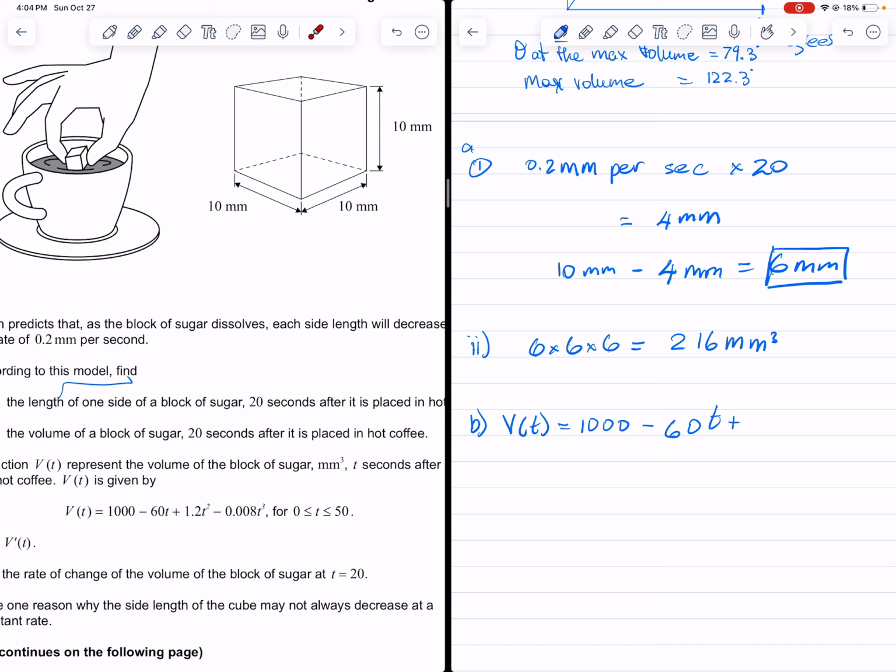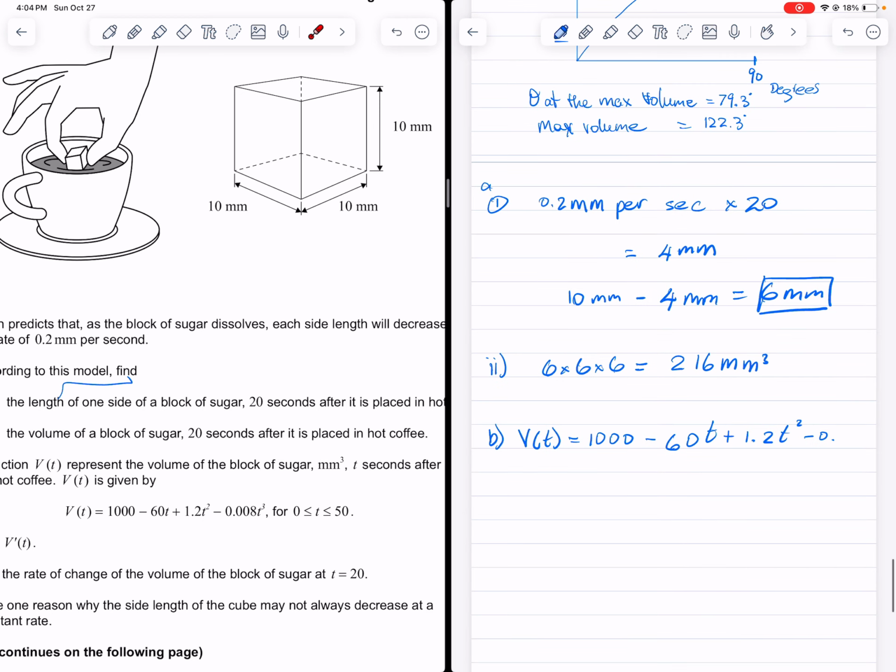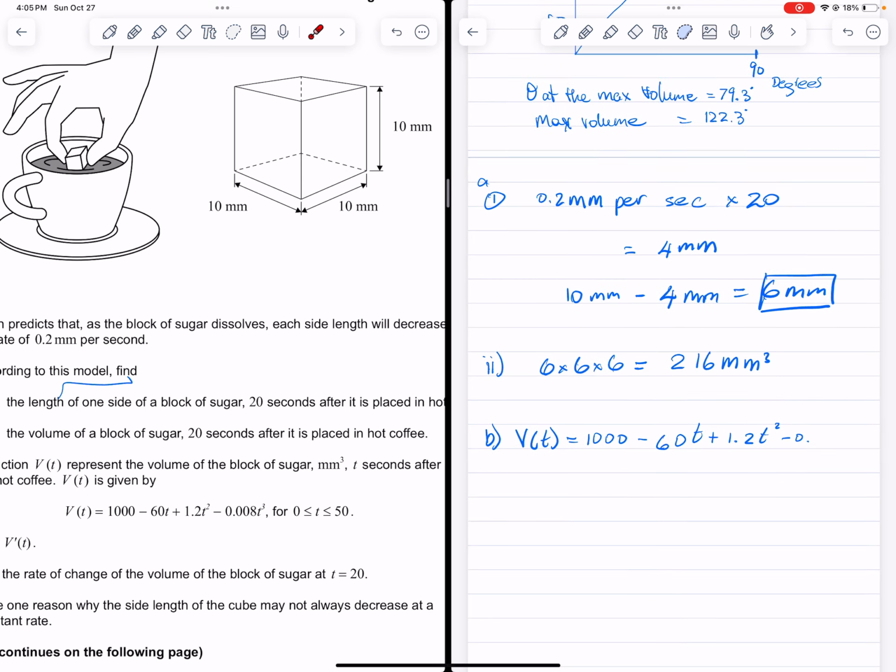60t plus 1.2t squared minus 0.008t to the third. All right, so now we have to make sure that we remember how to differentiate.